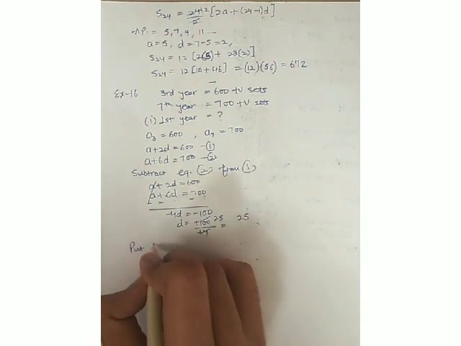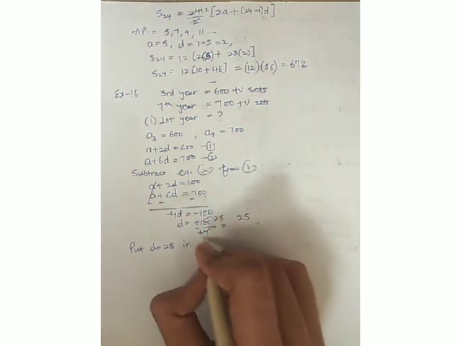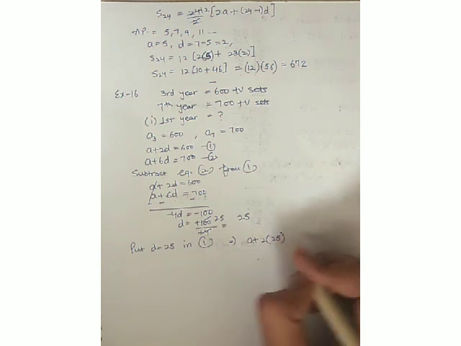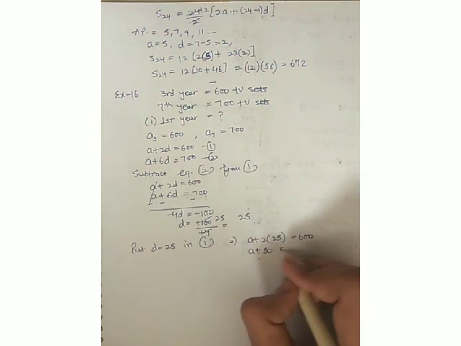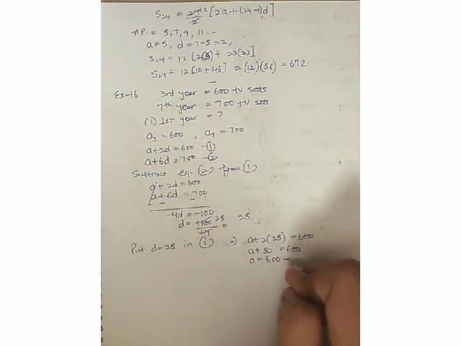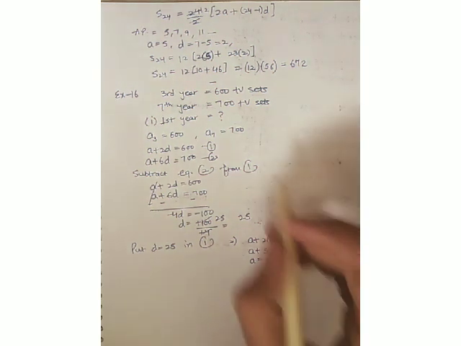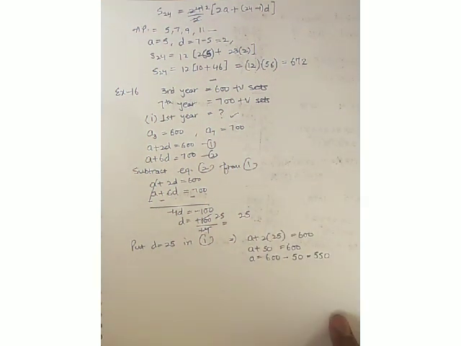Now put D equal to 25 in equation 1. We will get A plus 2 multiplied by 25 is equal to 600, and A plus 50 is equal to 600. Now A will be equal to 600 minus 50, and your first term will be 550. So we have answered the first question, that is in the first year the television producer produces 550 television sets. So now A is also given.